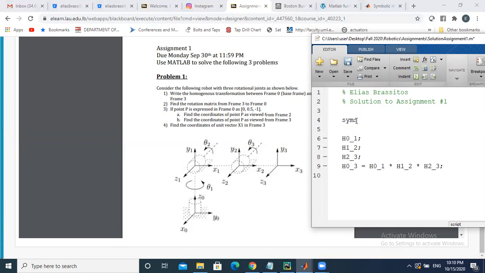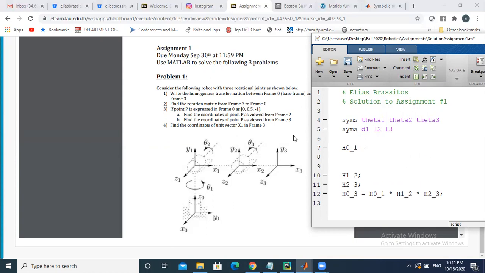So I'm gonna define my thetas as symbolic variables, theta 1 to 3. And then regarding the geometric parameters, usually the distance between the axes is given to you as D, and the distance between the Z axes is given to you by L. So I have L2 and then L3, right? Okay, cool. So what is H01?